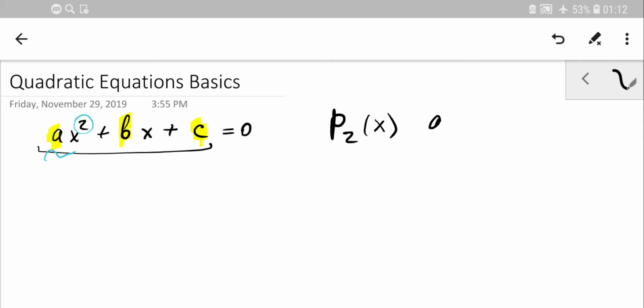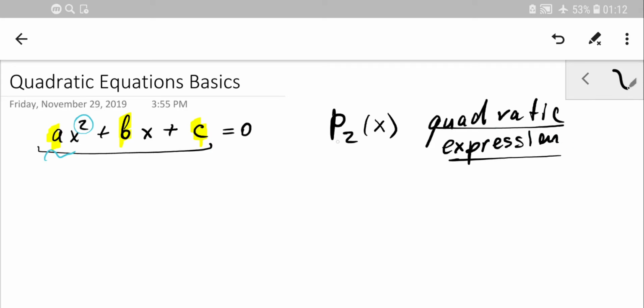That is called a quadratic expression. That's P2, so just bear this term in mind. You'll need this in IB or A-level study, and it refers to this quadratic structure.